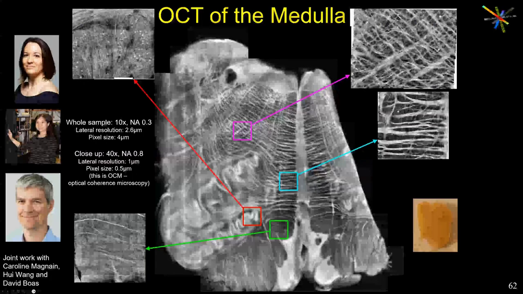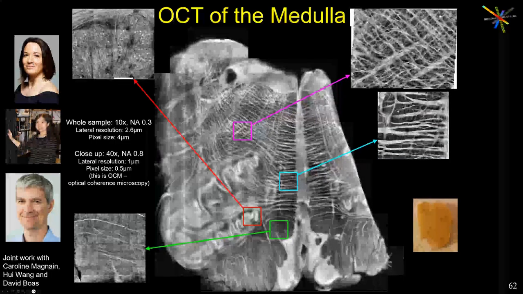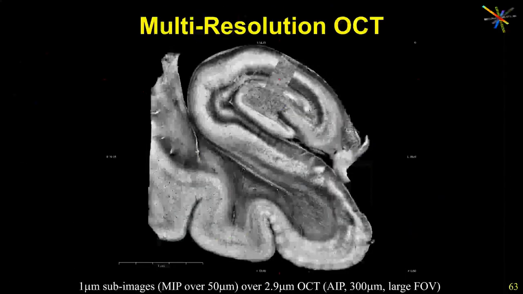So here's an example of an OCT image. This is a human medulla. This is work with David Buzz, who since left us to go to BU, and Wei Wang and Caroline Mignon. And so the OCT data is just beautiful. We get down to single micron resolution. By single micron, I mean around 3 micron. And it's a wide field of view.